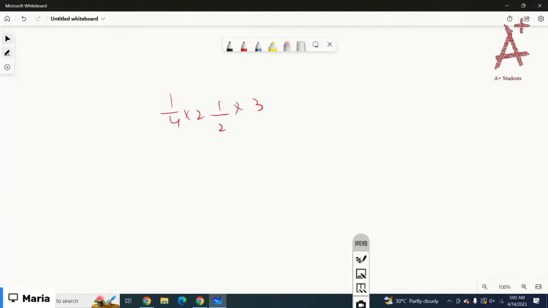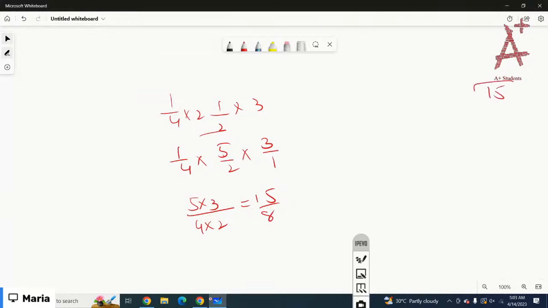Got it? Okay, 1 over 4 times, just convert this fraction to an improper fraction. 2 times 2 is 4 and 1, 5 over 2. Got it? So for 3, you don't have any denominator. That means its denominator is 1. Got it? Now multiply all the numerators and all the denominators. It would be 5 times 3 over 4 times 2. 5 times 3 is 15 and 4 times 2 is 8.